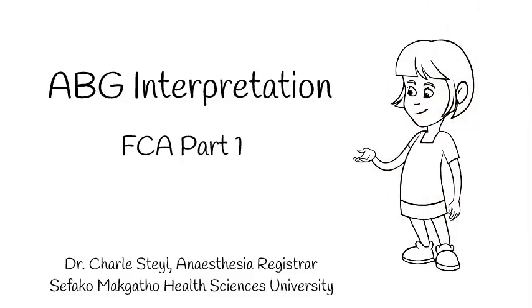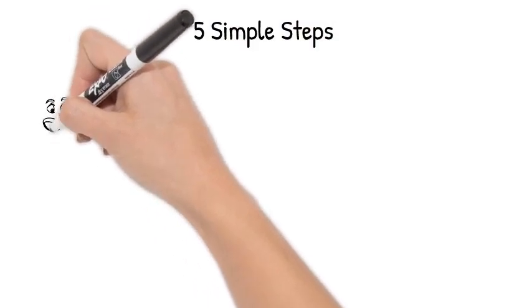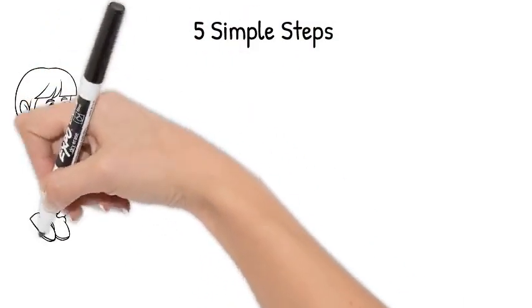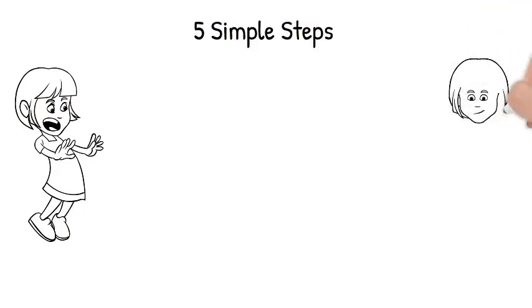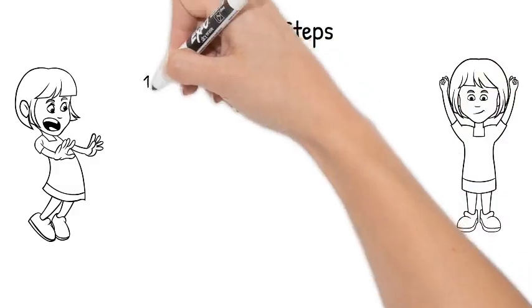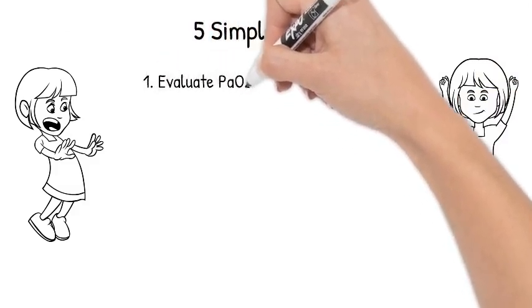So today we're going to look at arterial blood gas interpretation, the approach to how you should do it in the FCA Part 1 exam. Now I know when we think about this kind of question in the exam, we feel like this little girl freaked out, but hopefully after following the 5 steps that we're going to go through in this video, you're going to feel more like the girl on the right.